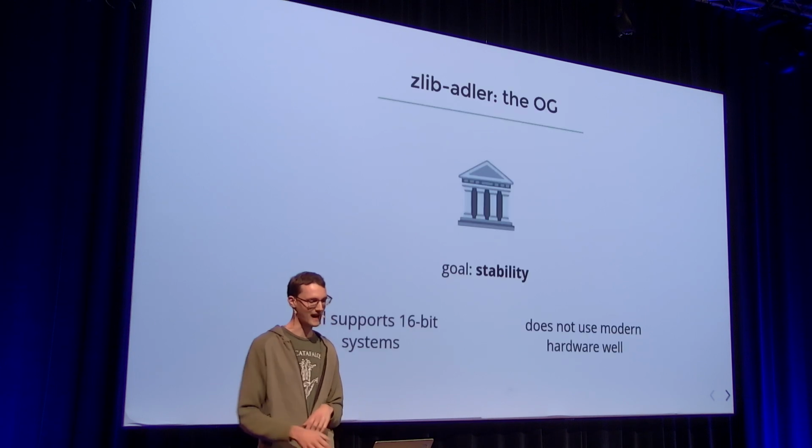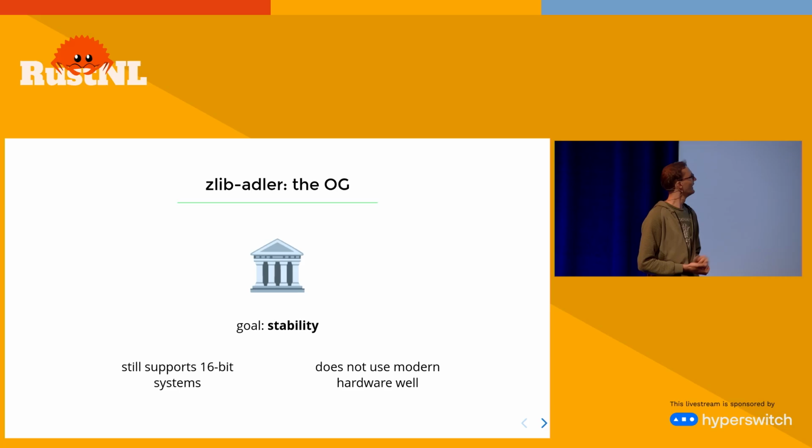This thing is called zlib-adler, the OG, and its goal is stability. This is a dependency from 1995. If you look at its source code, you can really see that. It still supports 16-bit systems. Who here has programmed on a 16-bit system? Exactly. And also it doesn't use modern hardware very well, right? So it's one generic implementation that runs everywhere. It is good C code in terms of performance.